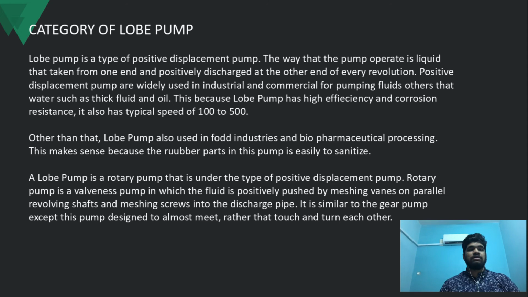A lobe pump is a rotary pump that is under the type of positive displacement pump. A rotary pump is a valveless pump in which the fluid is positively pushed by the machine's vanes and parallel revolving shafts, and meshes screws into the discharge pipe. It is similar to the gear pump, except this pump is designed to almost meet rather than touch and turn each other.